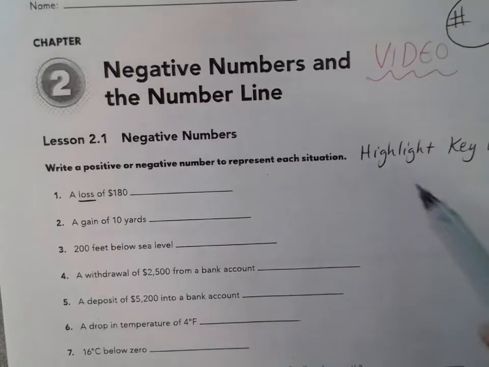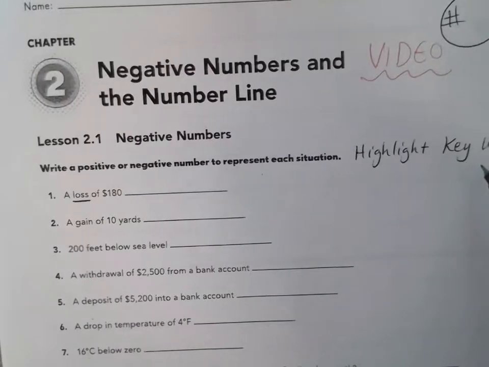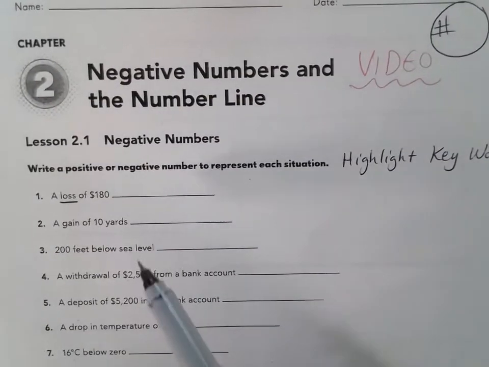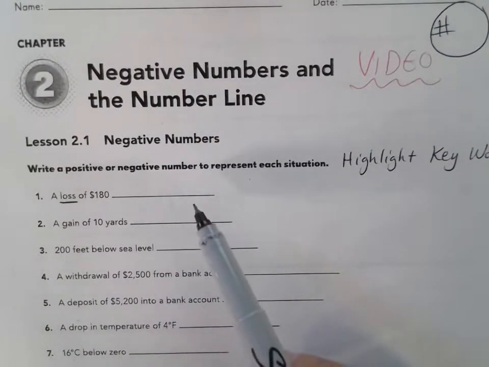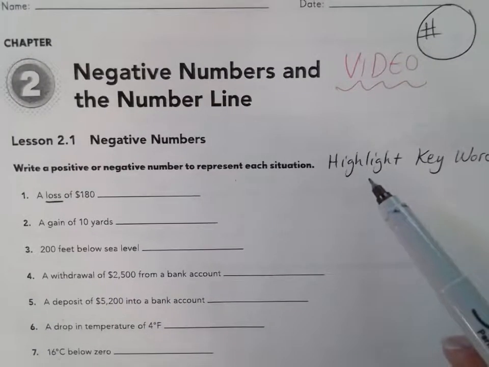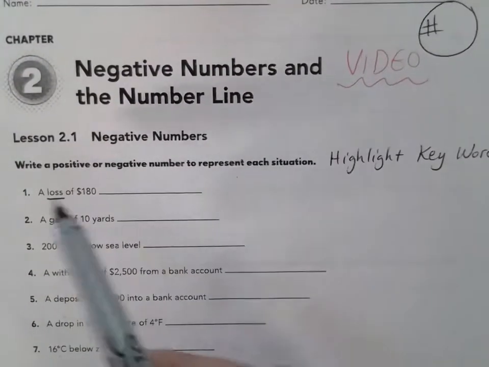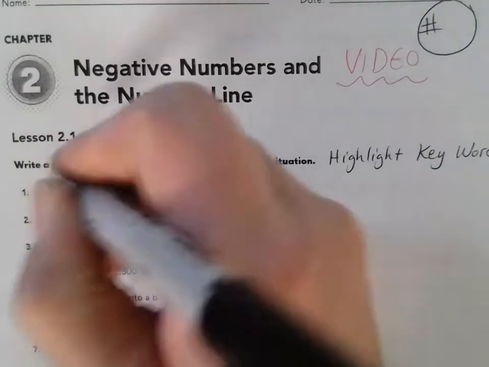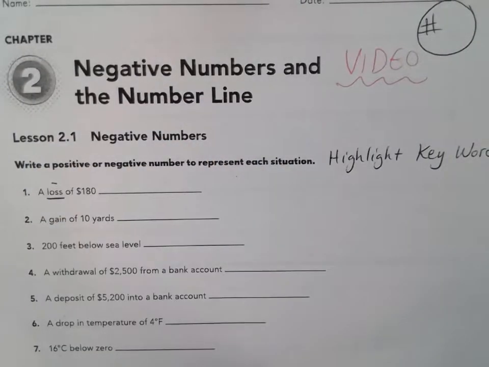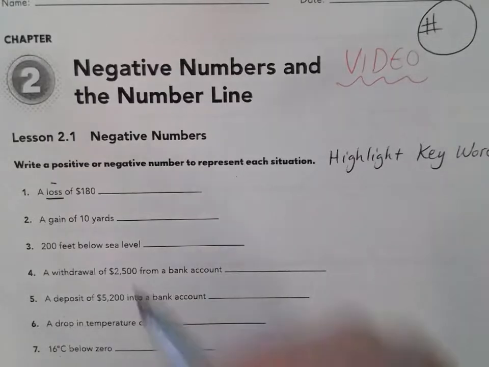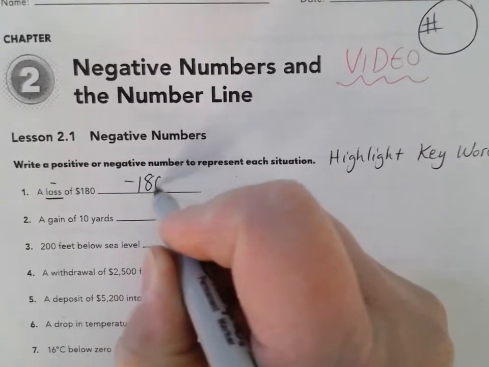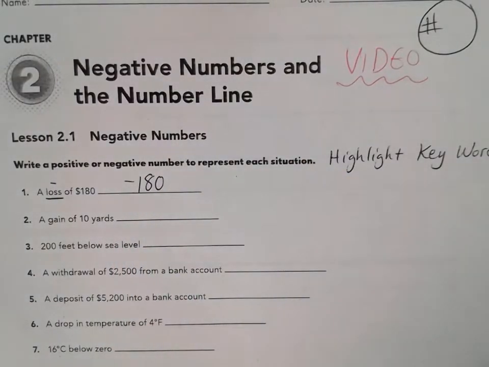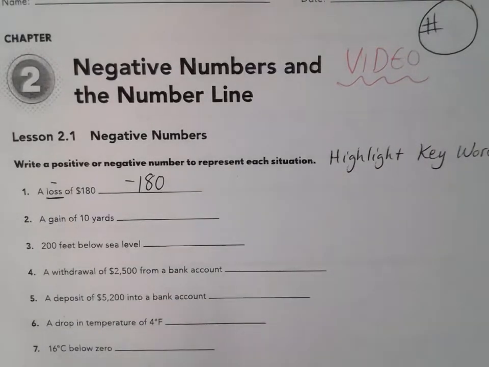Notice in this first section I said you need to highlight key words. When we're talking about finding a positive or negative number to represent the situation, I really want to think about what key words are speaking to me. So for number 1, the key word is really loss. A loss of $180. Well, I like to kind of show myself here, I'm thinking of a negative number. So I'm going to quickly write a negative 180. If you want to give it more context, you could definitely write a negative $180, but I'm okay with this idea of a negative number.